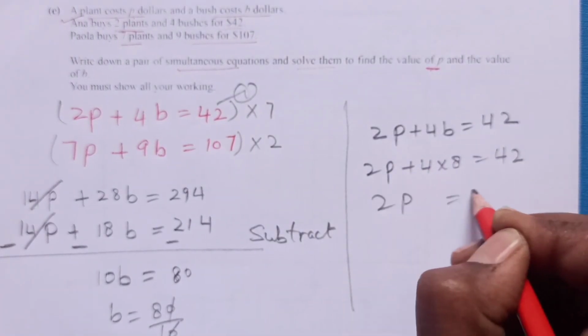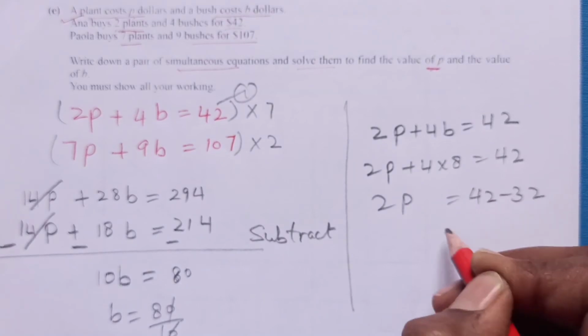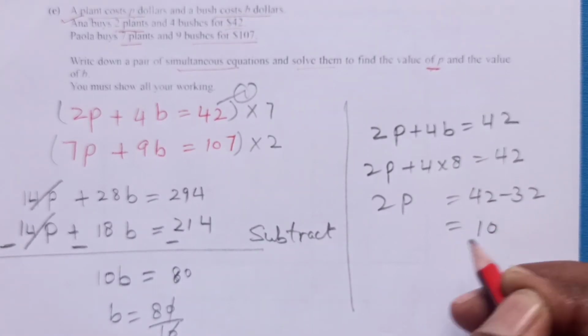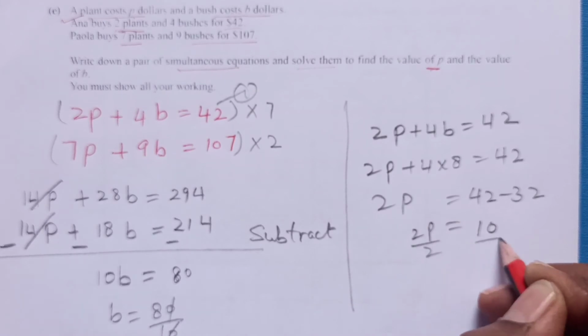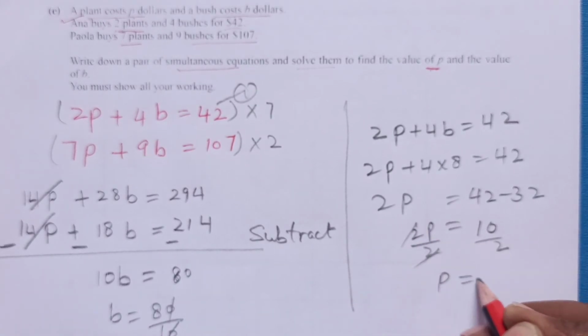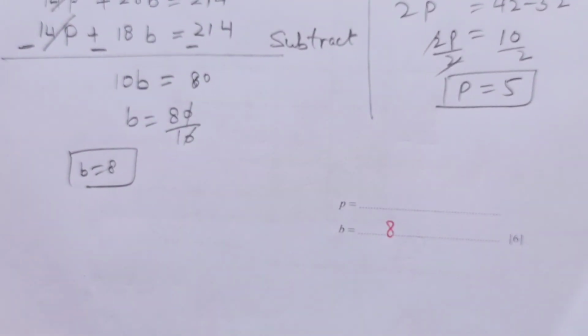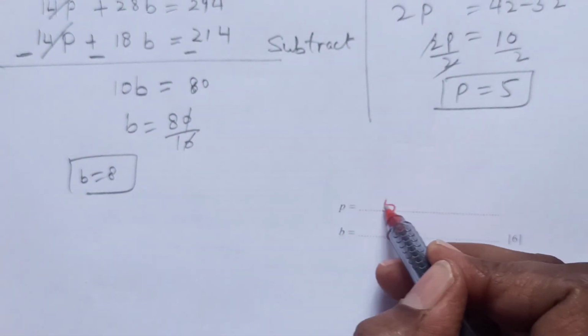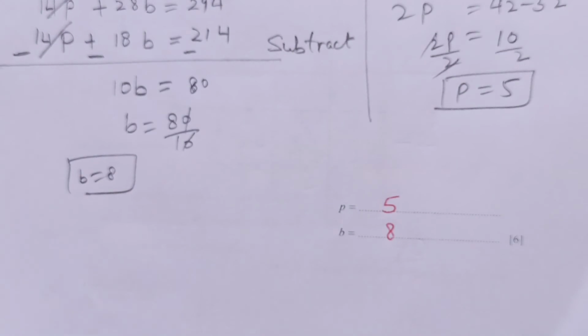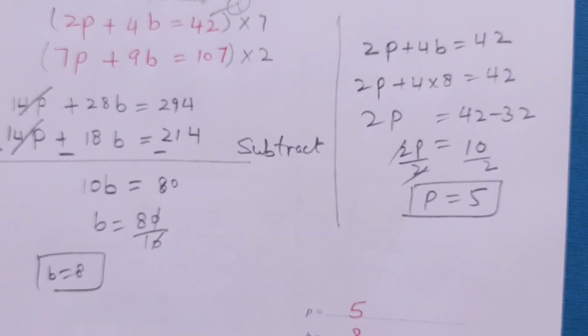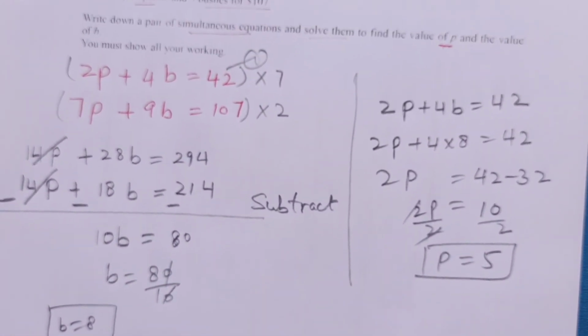So 2P is 42 minus 32, which is 10. Divide by 2, divide by 2. So P is 5. Our final answer for P is 5. So that's how you can do this question and score 6 marks here.